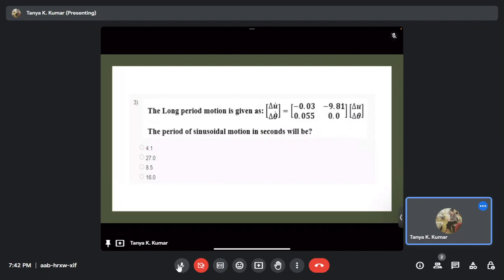Okay, let's try doing this. Again, try to write the characteristic equation. How do you do the characteristic equation? Determinant of lambda I minus A equal to 0, where this is A. So what will it be? Lambda plus 0.03, 9.81, minus 0.055, lambda. Okay, it's the same equation. So what is the equation in the previous case? Lambda square plus 0.003 lambda plus 0.539 equals 0.